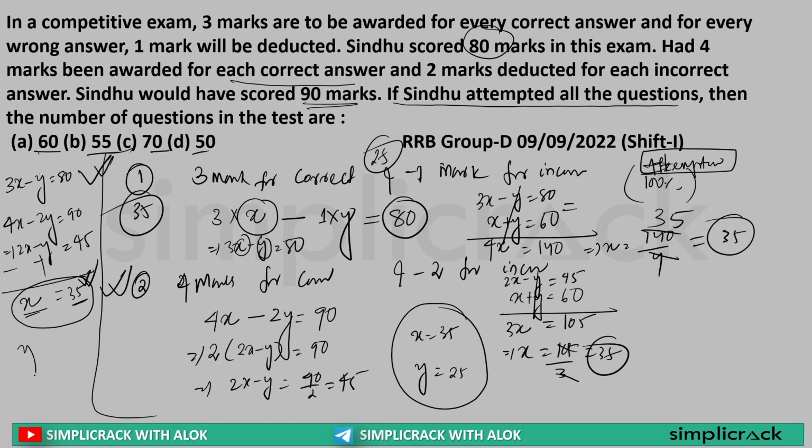So what would the wrong attempts be? Here 3x, that is 3 into 35, that is 105, minus y is equal to 80. So y is equal to 105 minus 80, that is 25. So if x is 35 and y is 25, the total number of attempts x plus y is 35 plus 25, equal to 60. So the right answer is 60. Either you can do it this way or that way and find the right answer.